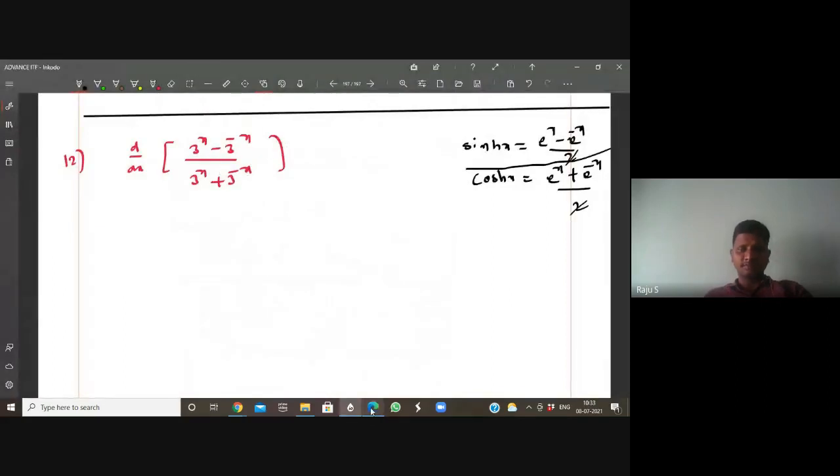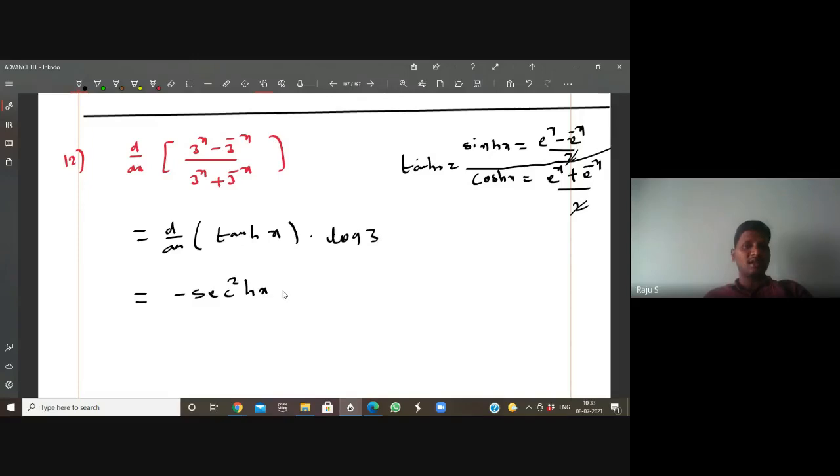This is clearly we can write as tan hx. So d by dx of tan hx, since sin hx by cos hx is tan hx. But here tan hx into log 3. What is the derivative of tan hx? Secant square hx. Yesterday I clearly wrote into log 3, because the base is 3. If your base is e, actually it is into log e, and log e value is 1, so we need not write it. But whereas here it is 3 power x, like a power x, we should multiply like this.